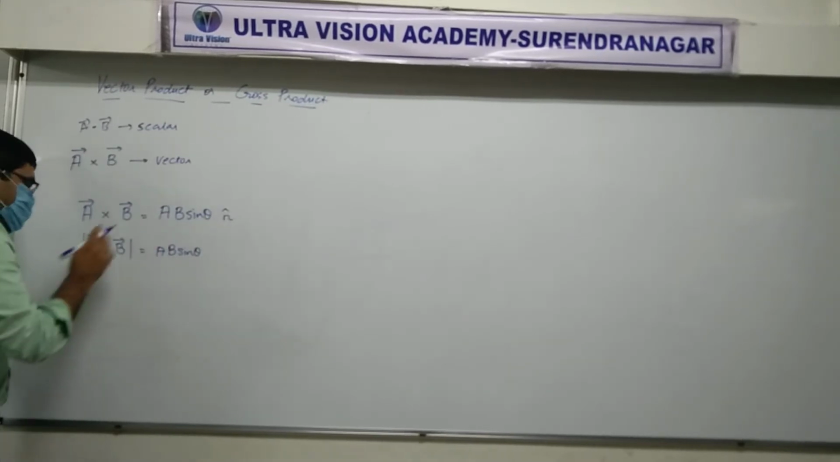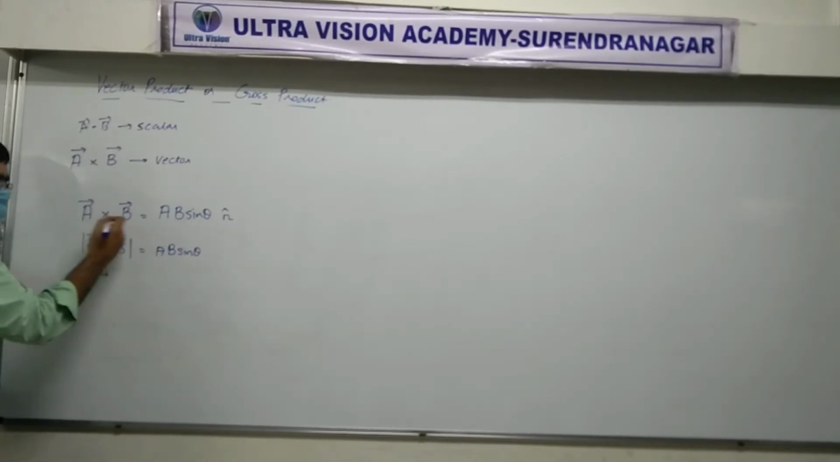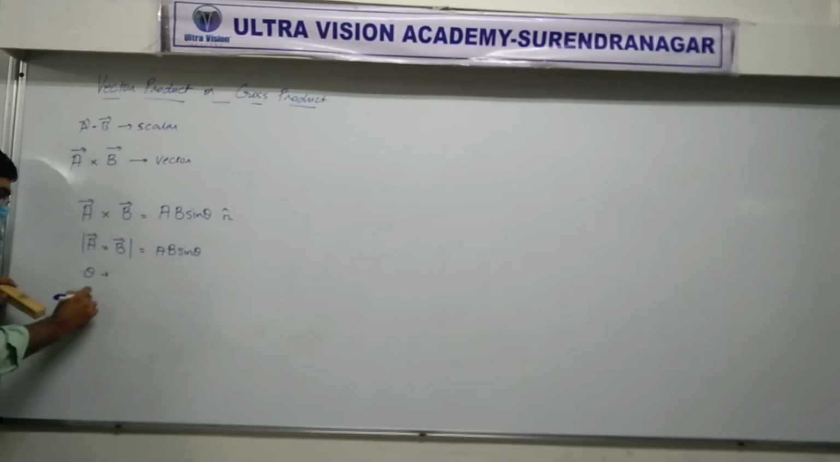So what is this n hat? Let's write n hat. Theta is the angle between A vector and B vector. And then we will write n.